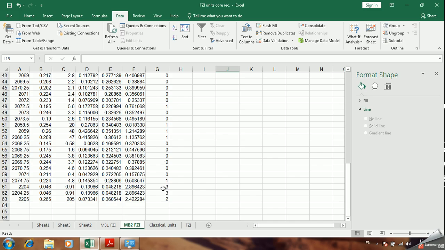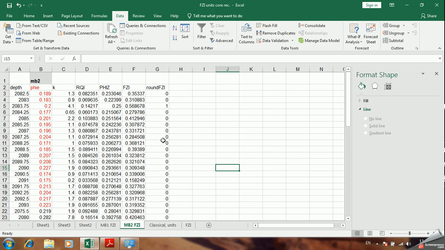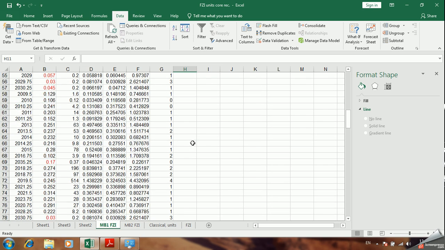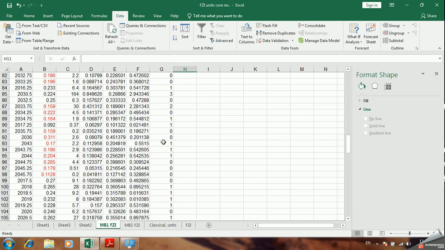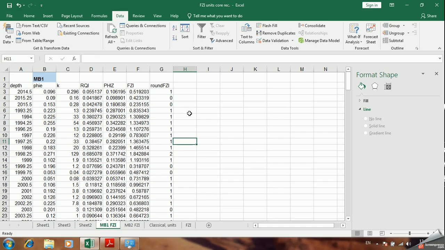And we have more than FZI. Maybe most of them is 0, which just reflects not very good permeability. And we have the FZI 1 here for the MB1. And you can see that there are a lot of 3s and 2s, it's better than the MB2. So if we want to make a comparison between these two methods for the same unit, we have done 2 methods here. The first one is the classical, and here the FZI method.